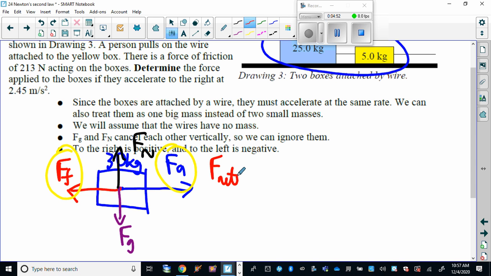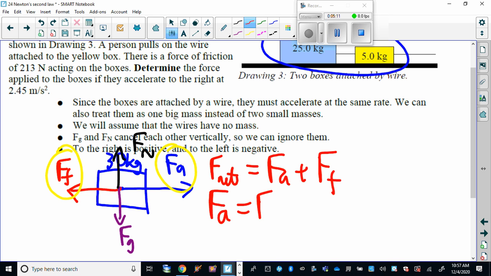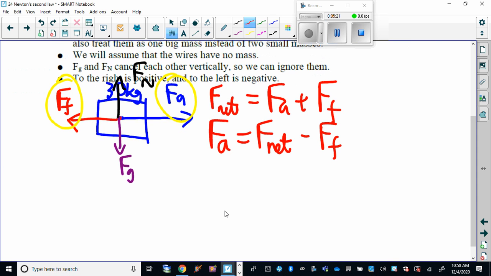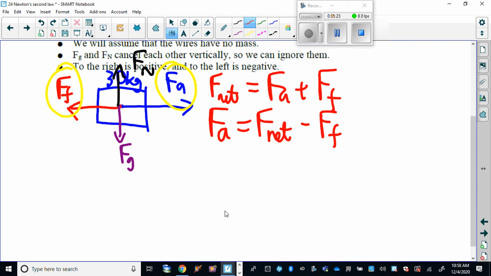The net force equals FA plus FF, FA being the applied force. Now in this one, it says determine the force applied to the boxes as they accelerate to the right at 2.45 meters per second squared. So we're solving for the applied force. So you're going to get the net force minus the frictional force. Now here's where positives and negatives can really mess you up. So you have to be very careful because now in the equation there's a negative sign.